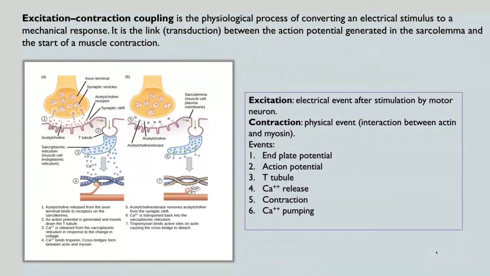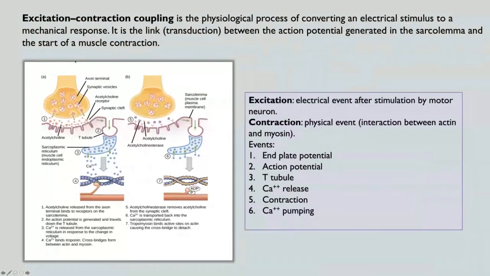So excitation has to be seen as the electrical event that occurs after the stimulation by the motor neurons, and the contraction is the physical event that occurs in this interaction between actin and myosin in this cross-bridge cycle that we are going to study next. Here we have a representation of several aspects of the excitation-contraction coupling, and also the start point of this cross-bridge cycle.